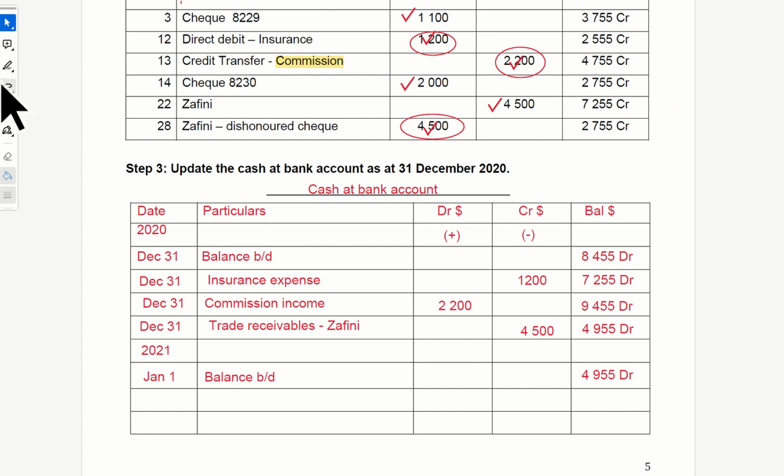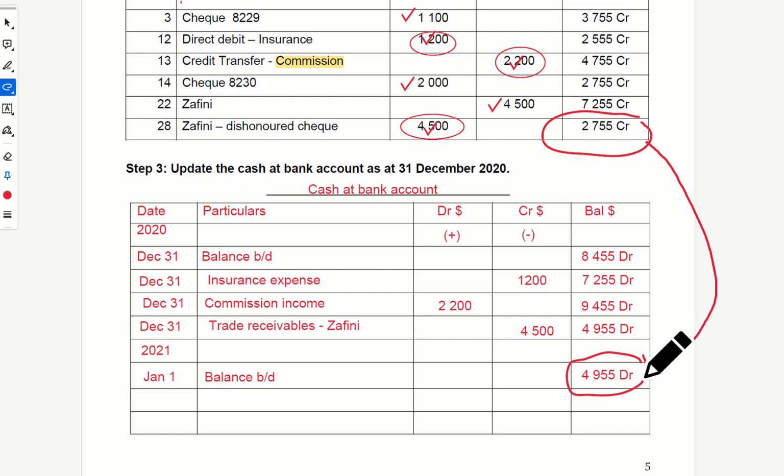However, can you still see that there is still a difference? My balance here, 4,955 in my updated cash at bank account, is still different from my bank statement value. Can you see that they are still different? By right, they are supposed to be the same, but they are still different. So why are there still differences?